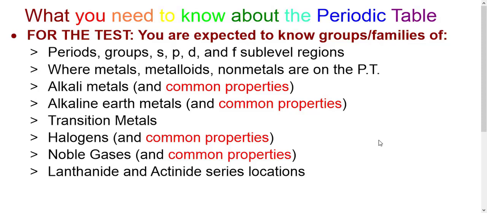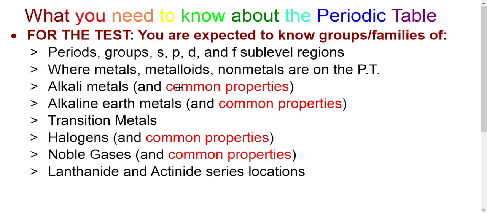So your periods, your rows versus your groups, your families, where the S, P, D, and F sublevel regions are, where metals, metalloids, and nonmetals are on the periodic table, as well as your common main group elements, your alkali metals, your alkaline earth metals, transition metals, halogens, noble gases, lanthanide and actinide series, and also columns 13, 14, 15, and 16 with the boron family, the carbon family, the nitrogen family, the oxygen family.